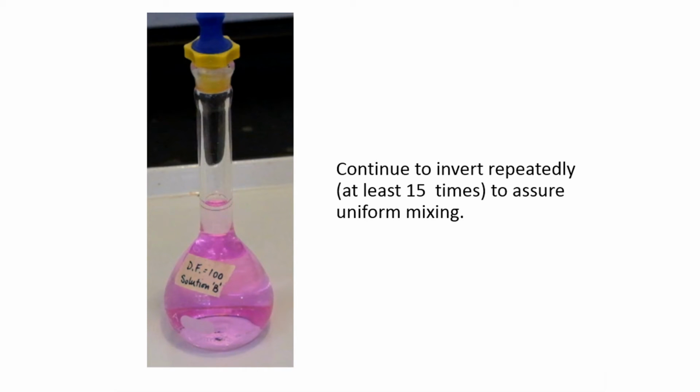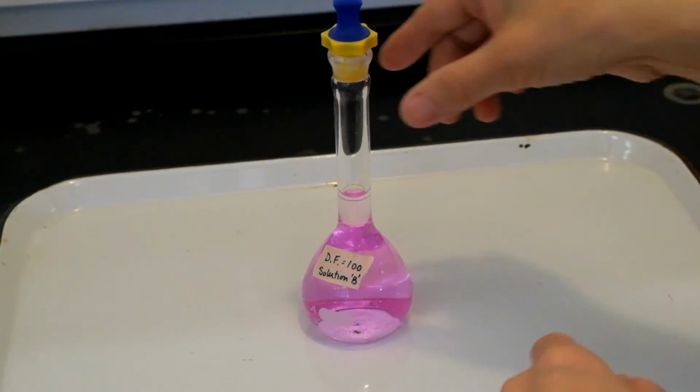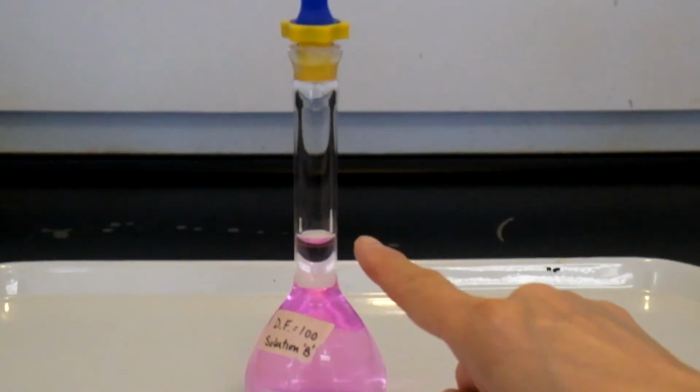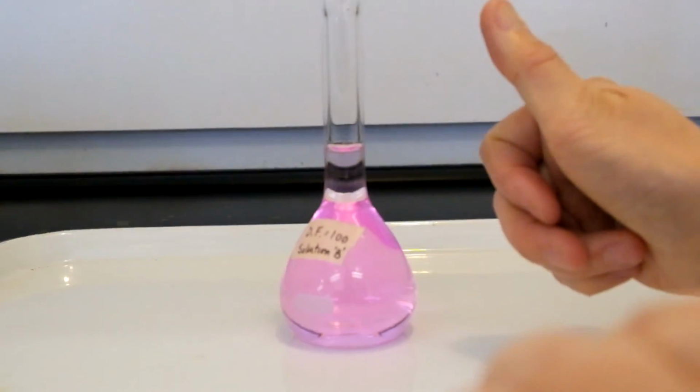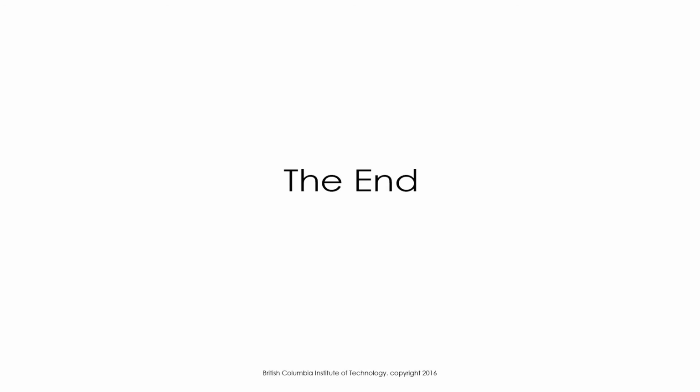After mixing, remove the stopper, allow time for the solution to drain, and check that the bottom of the meniscus is still touching the mark. Thank you for watching the video on techniques on the use of a volumetric flask and how to make a dilution.